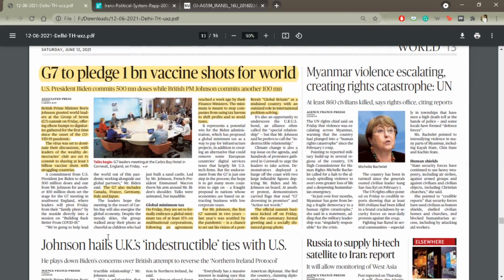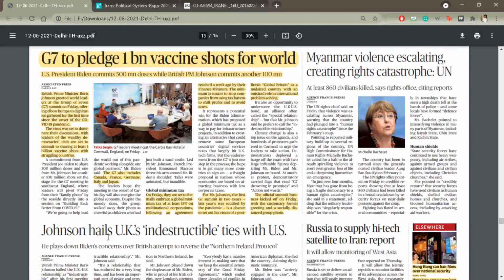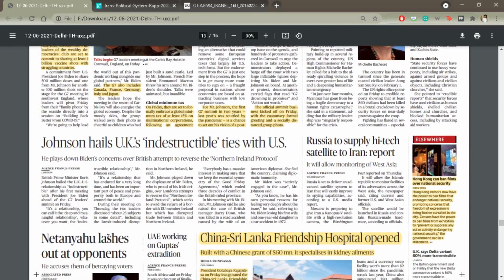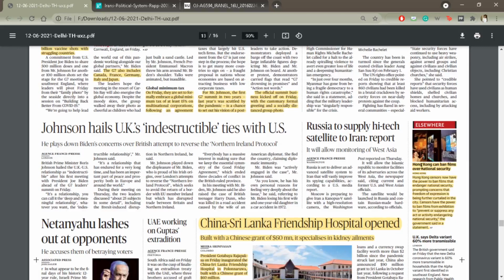Now 2 things are important from the G7 summit. First, 1 billion vaccines will be supplied by G7 countries to the world. The United Kingdom will supply 100 million. The United States will supply 500 million vaccines. Alright, and second is the global minimum tax. These countries are going to agree to a 15% minimum taxation in their countries to avoid shifting of profits and base erosion.